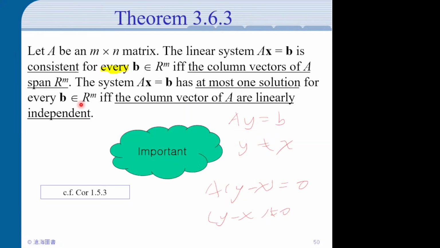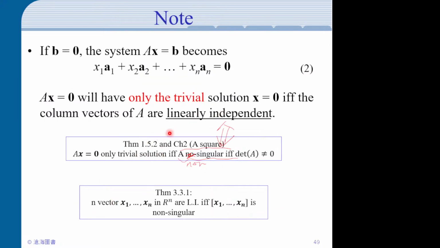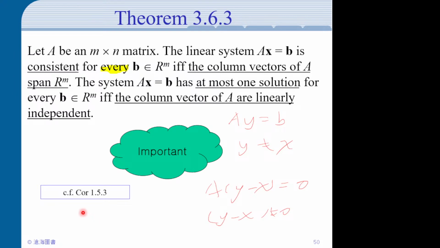Then we have the actual theorem here, 3.6.3, which is about the solution set to the general equation Ax equals b. It's very similar to corollary 1.5.3. Remember in chapter 1 we had 1.5.2 that characterizes A by considering a homogeneous equation, and then a corollary for the general equation. This theorem will have two parts. First we characterize consistency.